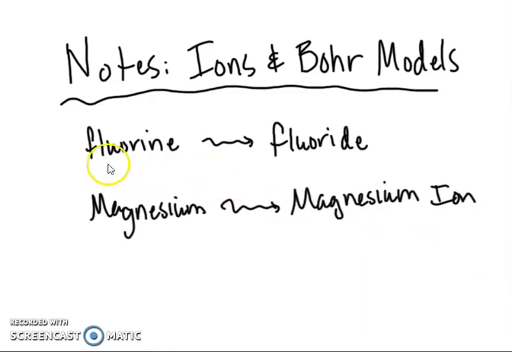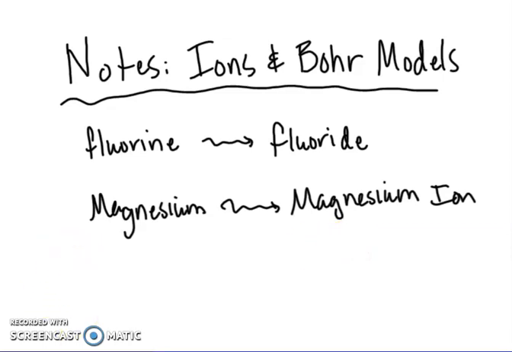Have you ever heard, on the periodic table there's fluorine, and I know you've heard of fluoride. That is an ion. And then there's magnesium, and then the magnesium ion. So how we name these and how we worry about the Bohr model shape, we're going to discover right now. So let's go ahead and start with this.